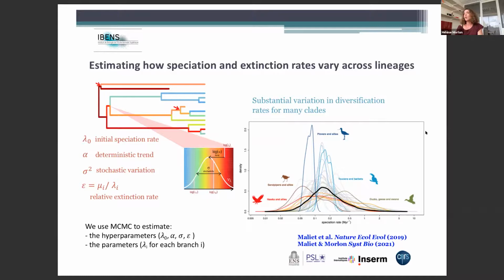We can also develop inference machineries that allow us to estimate the hyperparameters of the model, which give an idea of the overall trend in diversification rate through time and of the variability, the heritability, of the rate across lineages. And we can also get estimates of speciation rate for each branch in the phylogenetic tree. What we've been able to show using this model, adjusting it to the bird radiation, is that there can be several orders of magnitude difference in speciation rates across lineages, even in pretty constrained taxonomic groups.